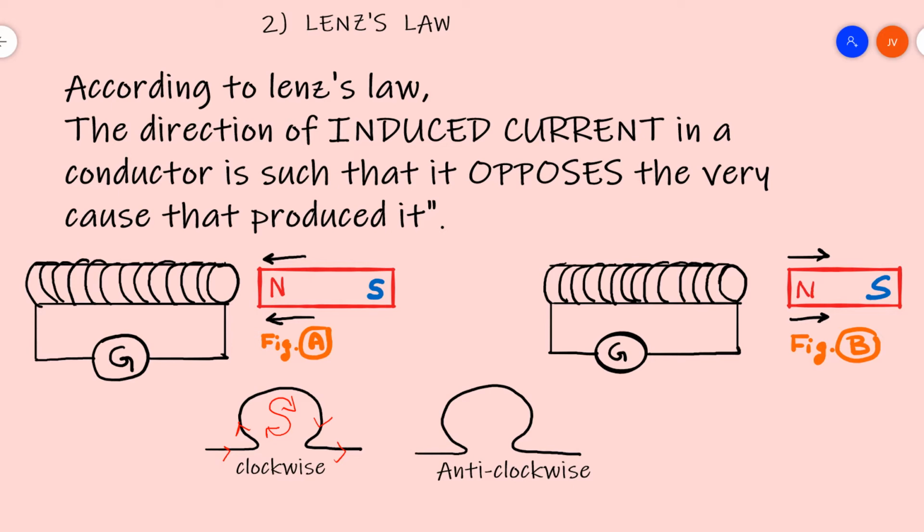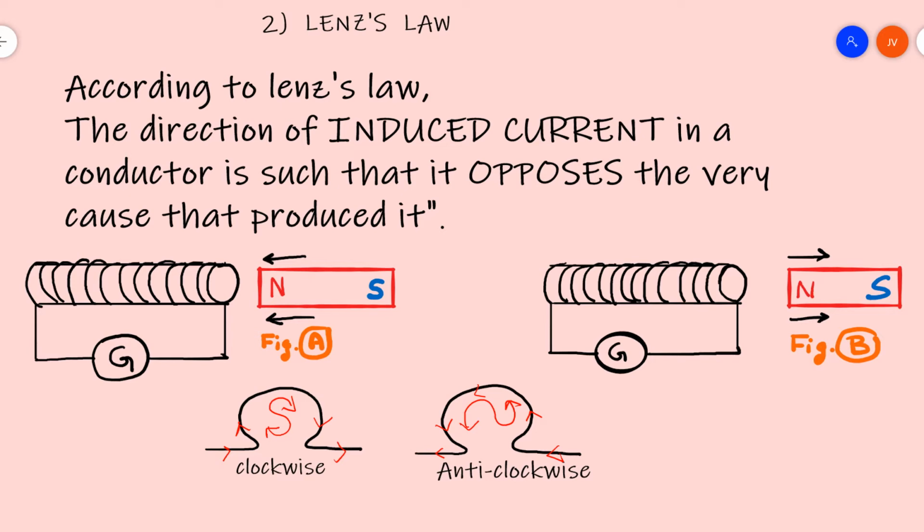And in the adjacent loop, say the current is in anti-clockwise direction. When electric current in a loop is in anti-clockwise direction, then the face that faces us is the north pole. So what to understand here is, if we have a loop whose face is the north pole, then the current in that loop is in anti-clockwise direction.